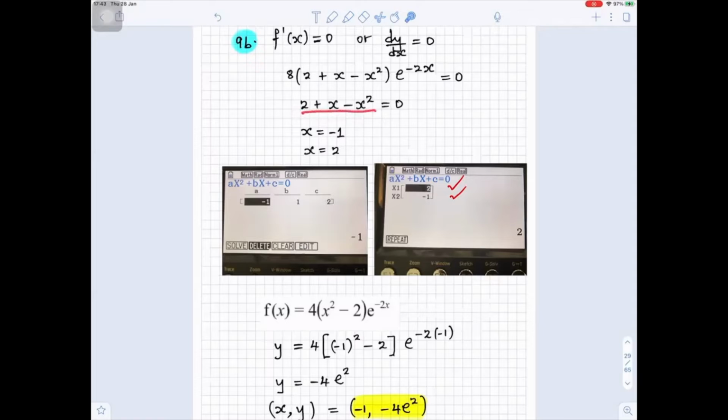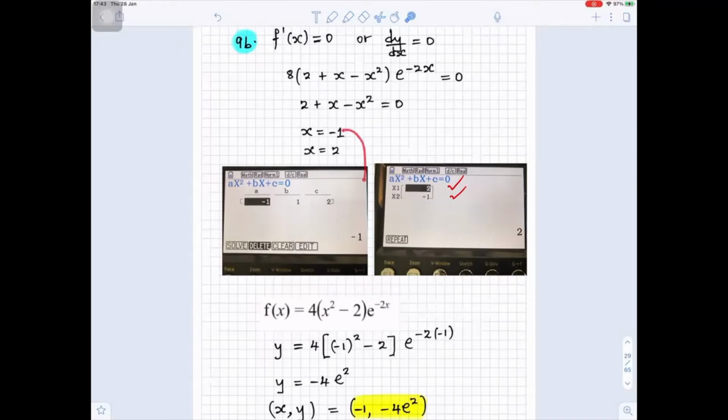If you put that in your calculator, where the number in front of x squared is minus 1, the number in front of x is 1, and the number without x is 2, your calculator will give you the 2 answers, 2 and minus 1. So the values for x are 2 and minus 1. To find the value for y, you use the original function that they gave you in the beginning to find the values for y.